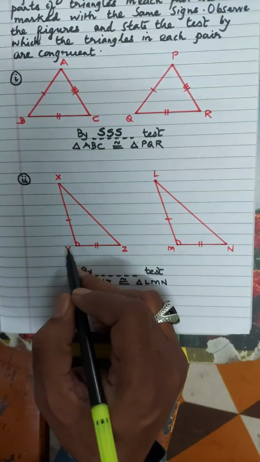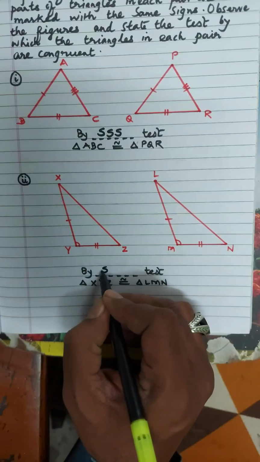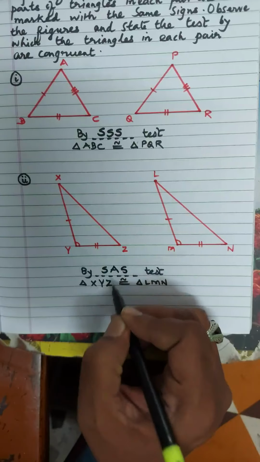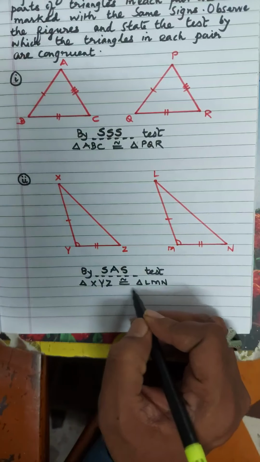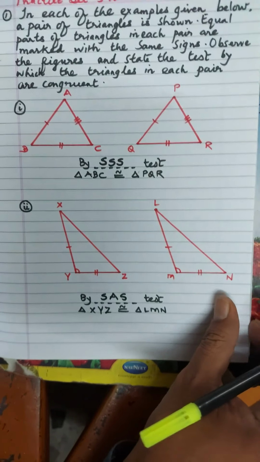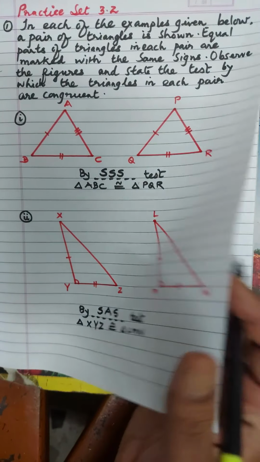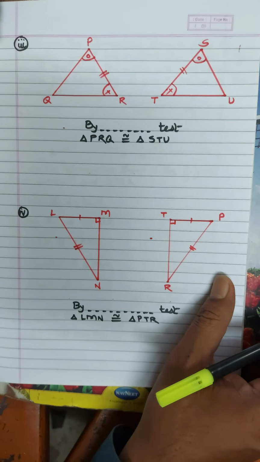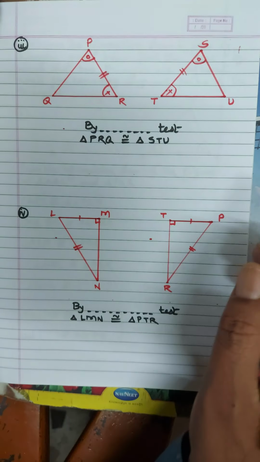It means side angle side test. It means SAS test. So triangle XYZ is congruent to triangle element. It's very easy and simple to understand by looking at the figures and their identical marks.